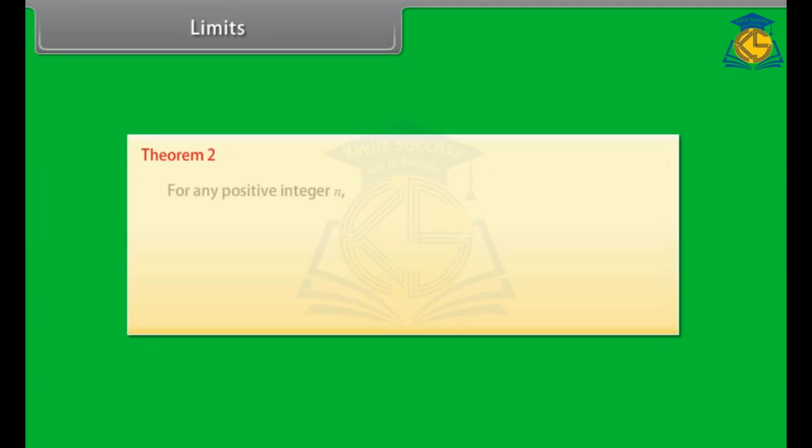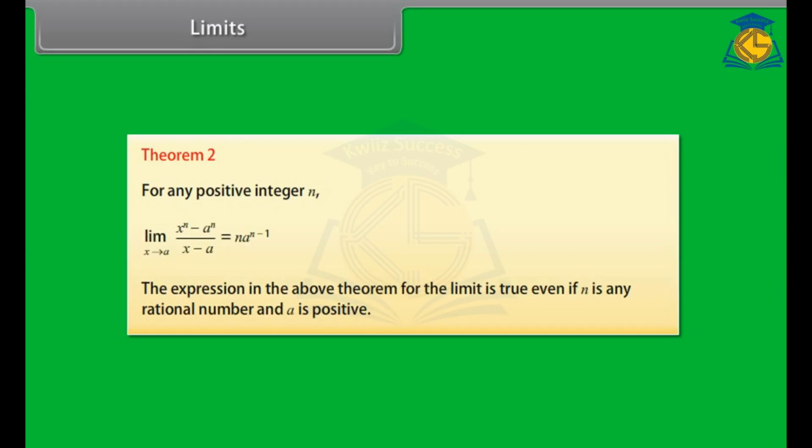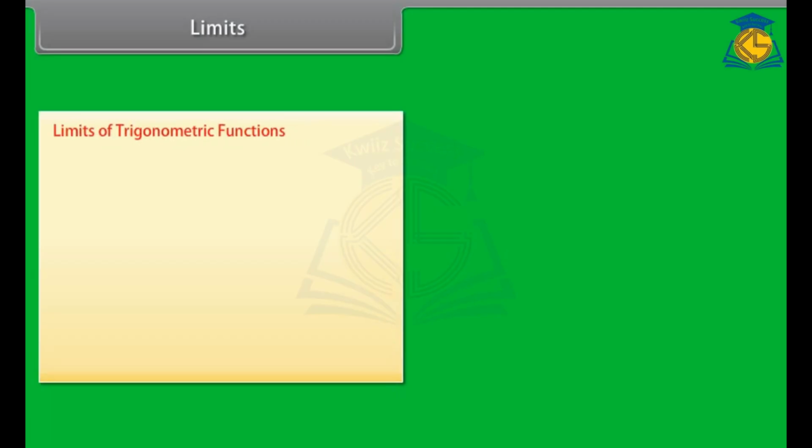Theorem 2. For any positive integer n, limit x tends to a of the difference between x raised to the power n and a raised to the power n by the difference between x and a is equal to n multiplied by a raised to the power n minus 1. The expression in the above theorem for the limit is true even if n is any rational number and a is positive. Limits of trigonometric functions.